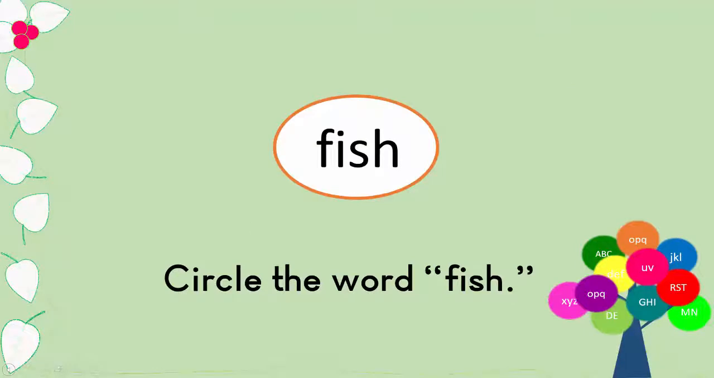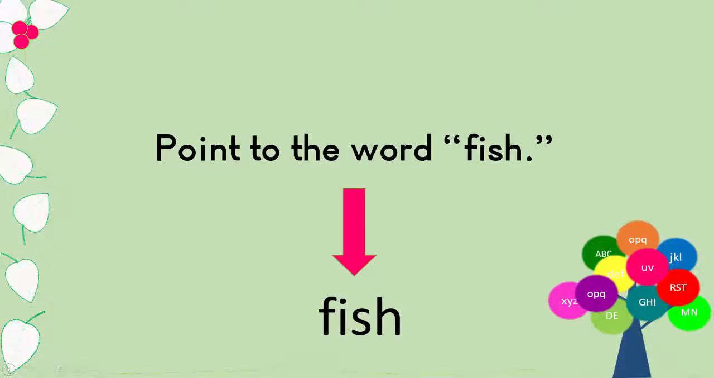Let's review the two phrases you've learned today. The first one is circle the word fish. The second one is point to the word fish.